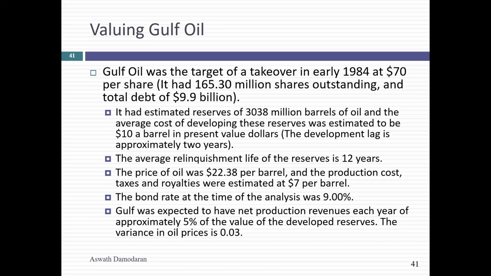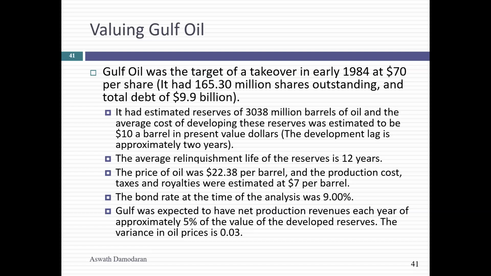The estimate then was that the cost of developing these reserves would be about $10 per barrel. So it'll cost them 30.38 billion if they decide to develop all the reserves right away. So think of that as the strike price. It's what they would have to invest up front to develop these reserves. So I have the K for the model.